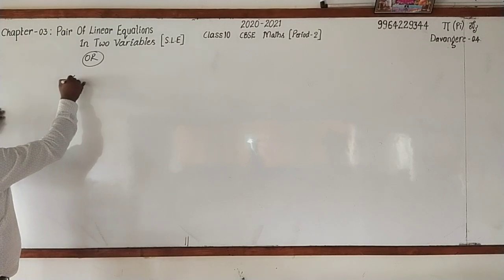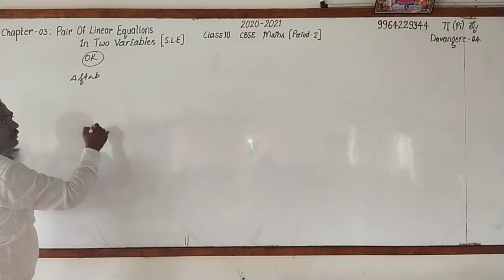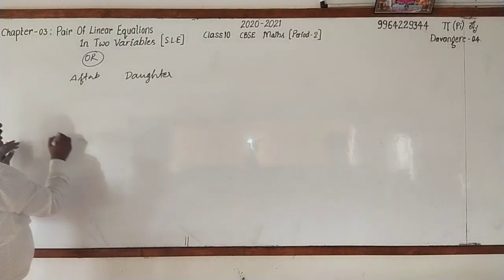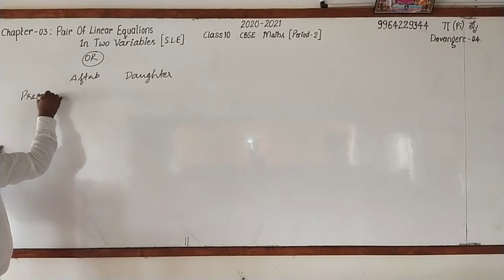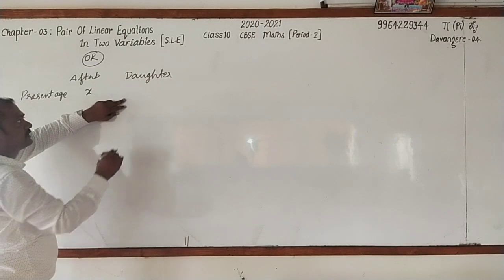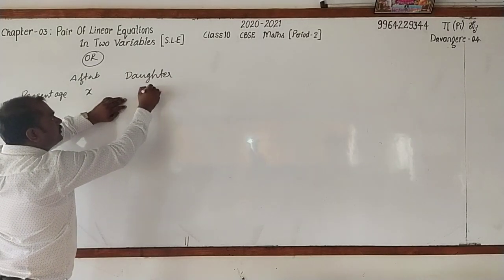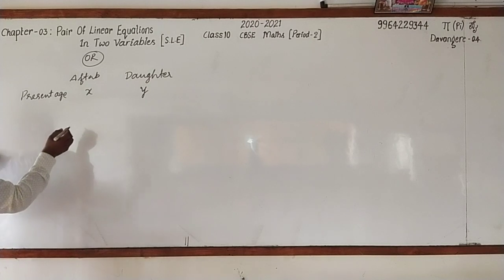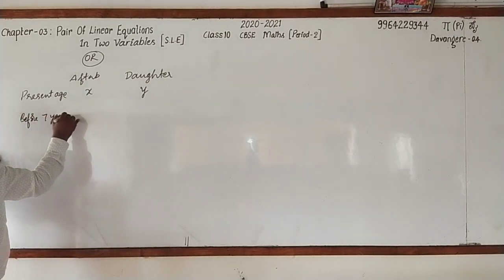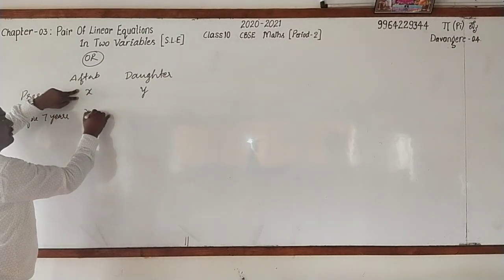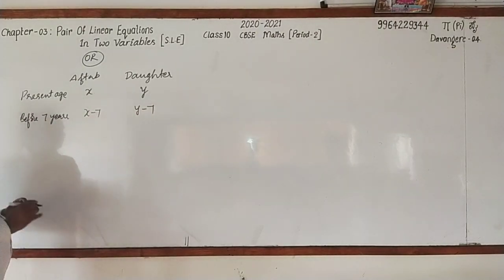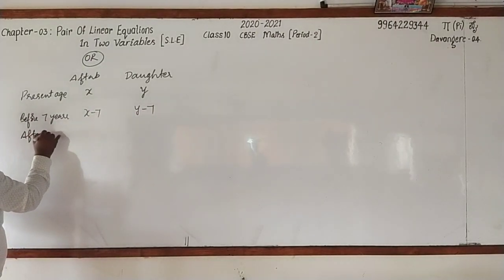Here there are two persons we have already assumed. One is Aftab, and the second one is his daughter, right? And we have to take their present age. Aftab's present age we have assumed as x, and the daughter's age is y years, right? Then 7 years before, Aftab's age is x minus 7 years, and the daughter's age is y minus 7 years. Clear?